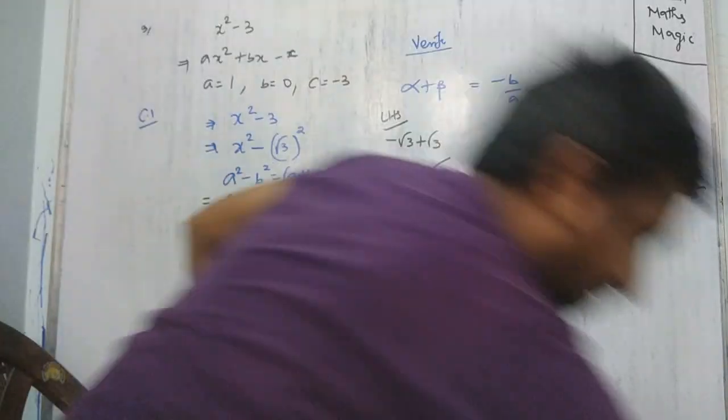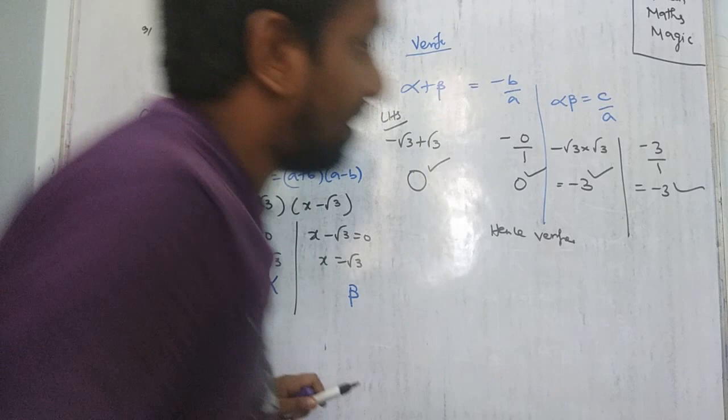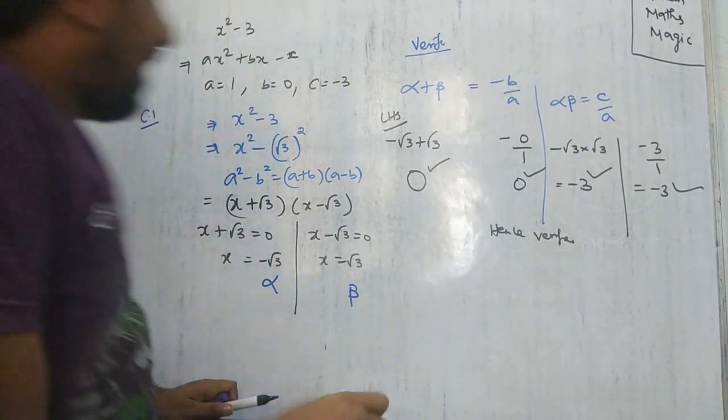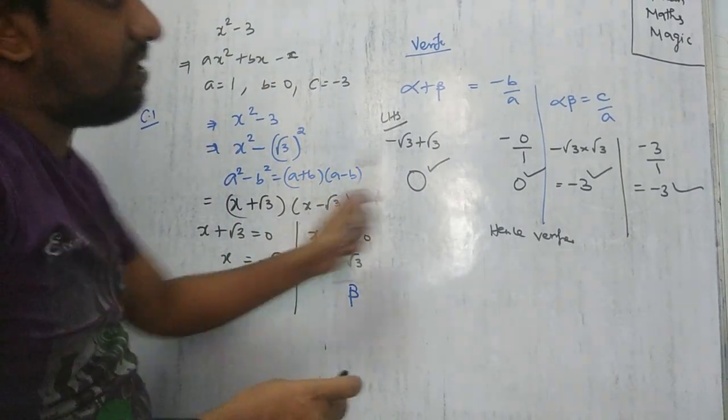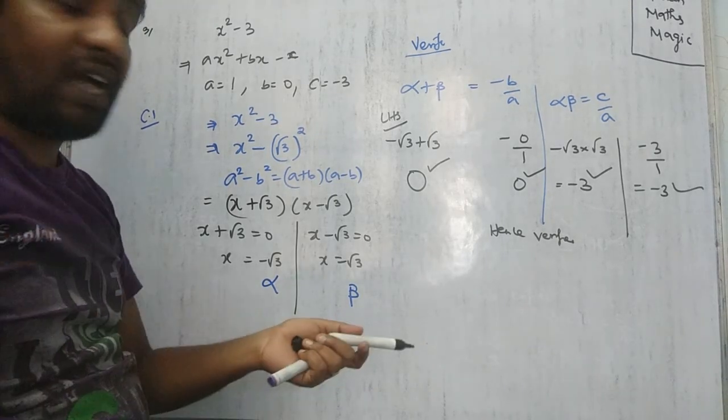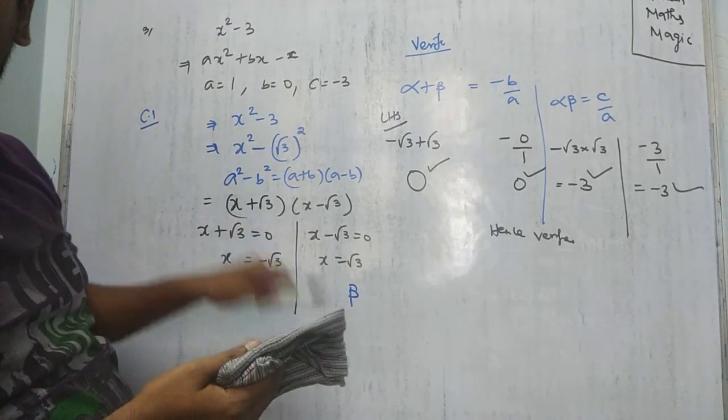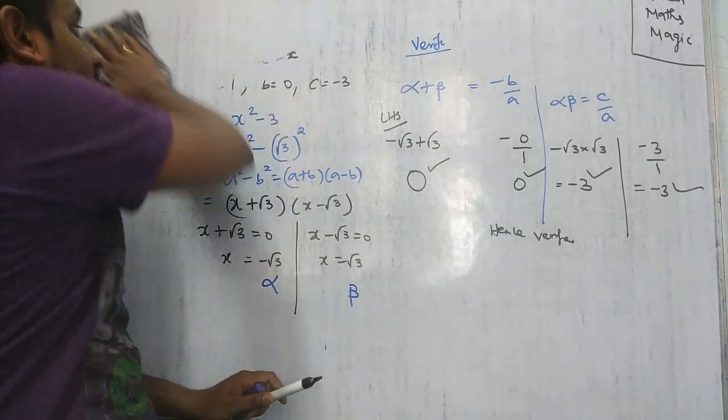Example number 4. Find the quadratic polynomial. So all this time they asked us to find the zeros and verify. But now they will give you the zeros, and you must find the polynomial.